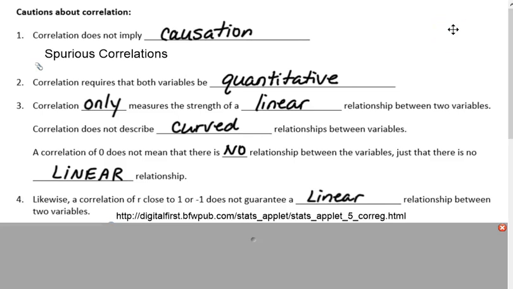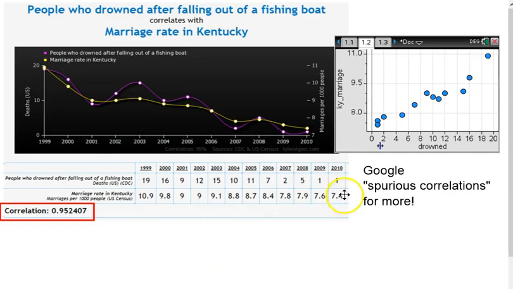In this second video about correlation, we're going to look at cautions about correlation. What does correlation tell us and what does it not tell us? So the first thing is that correlation does not imply causation. So we're going to look at some humorous examples of this.